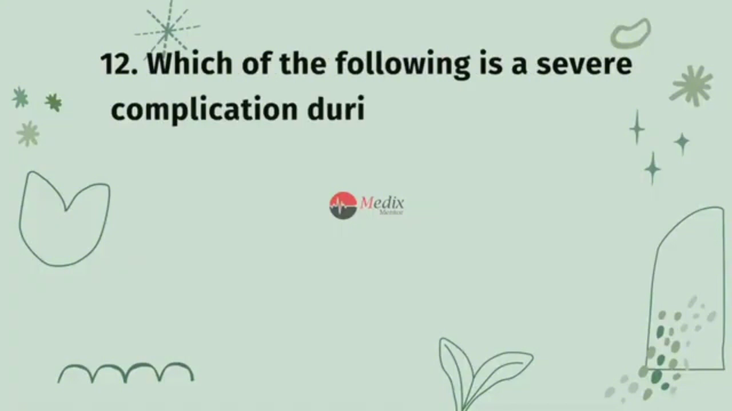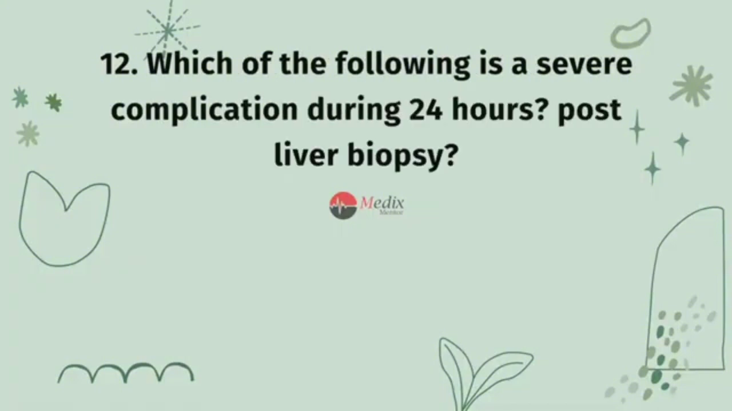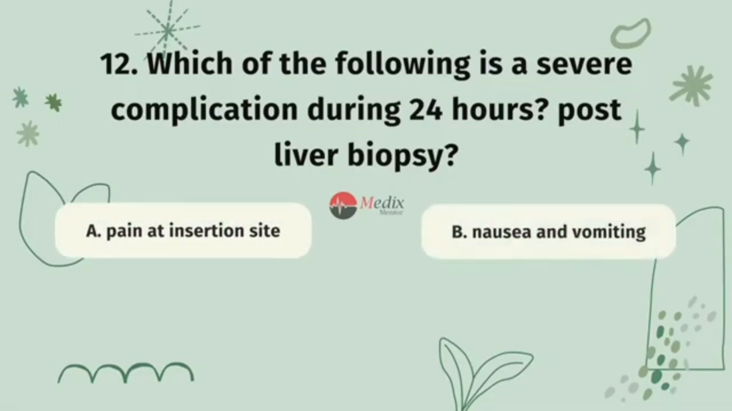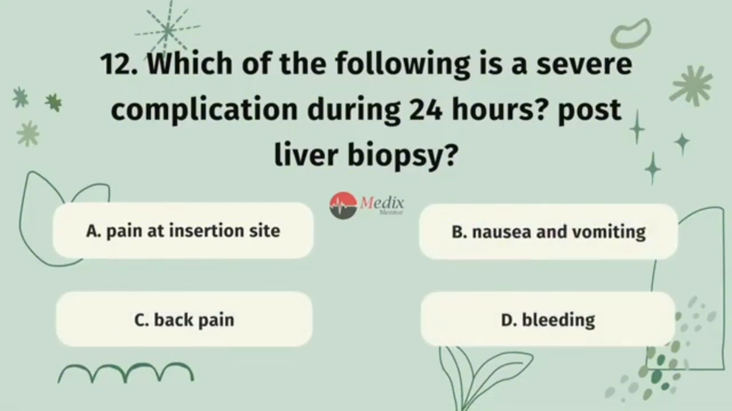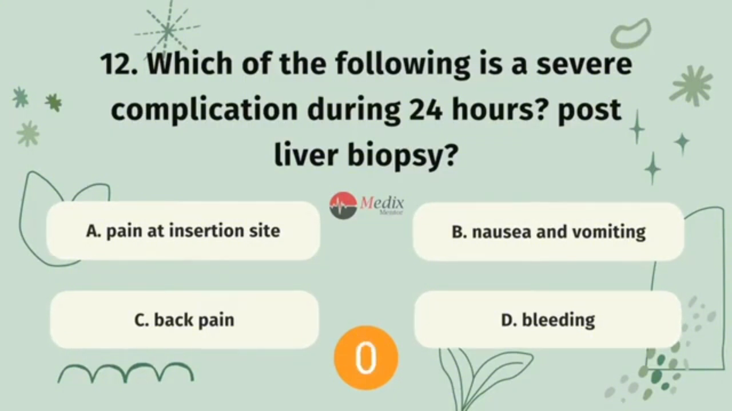Question 12. Which of the following is a severe complication during 24 hours post-liver biopsy? Option A, pain at insertion site. Option B, nausea and vomiting. Option C, back pain. Option D, bleeding. The correct answer is C.